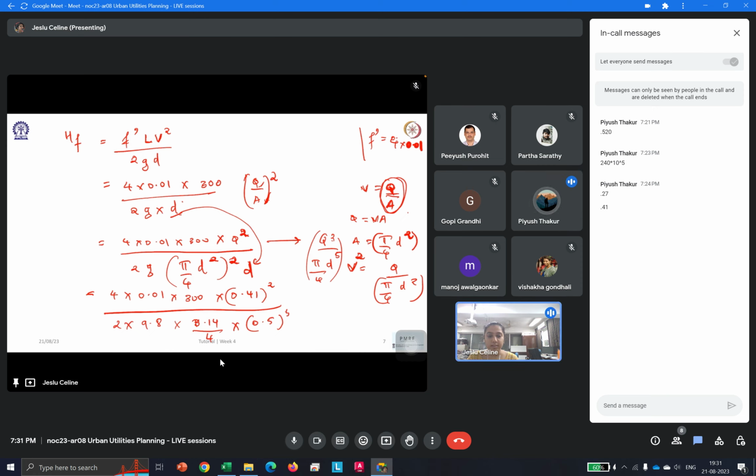Yes, ma'am, I have a query. Here it's pi by 4 D square whole square, so it will be pi square by 16. Sorry, I wrote it wrong. It should be pi by 4 the whole square. Oh, maybe that's why the answer went wrong. That's why I'm getting a different answer.